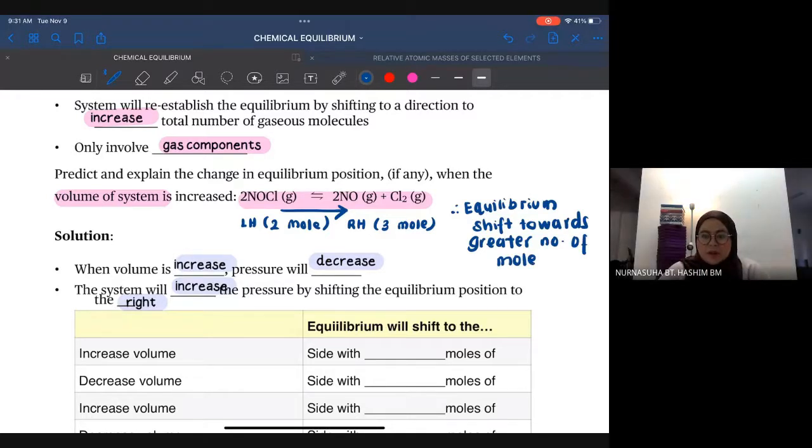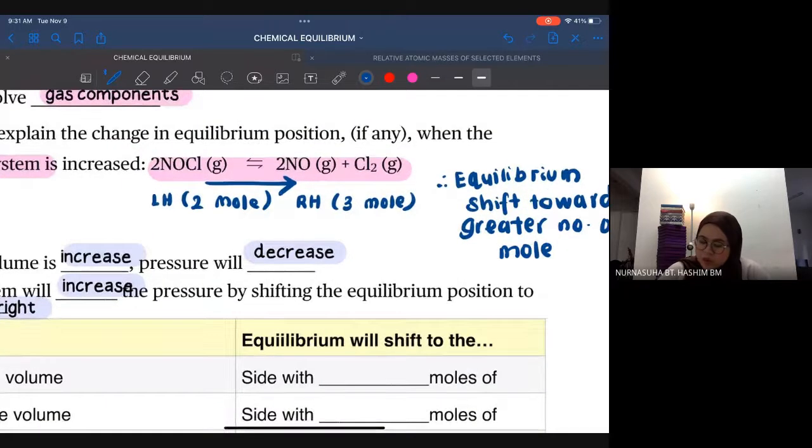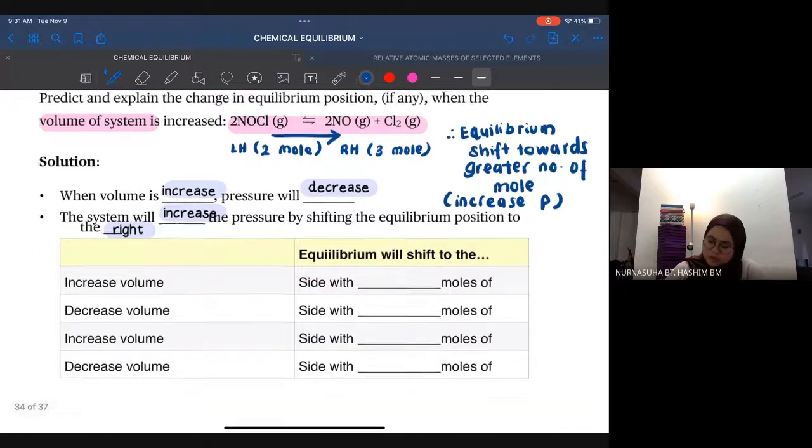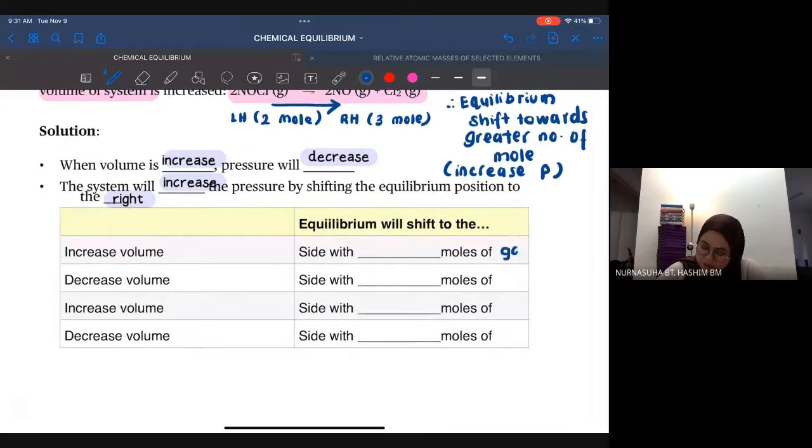Kenapa equilibrium shift towards greater number of mole? Sebab kita nak increase the pressure. Ingat bila volume bertambah, pressure berkurang. So kita nak tambah balik pressure. So kita akan shift the equilibrium towards greater number of mole.